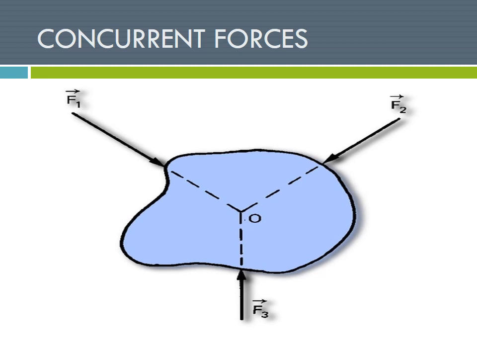Let me tell you, a collection of forces is said to be concurrent if the lines of forces act at a common point. See in the picture, F1 is a force, F2 is a force, F3 is a force, but all three of them are acting at a common point O. Do you understand? So, a collection of forces is said to be concurrent if the lines of forces act at a common point.